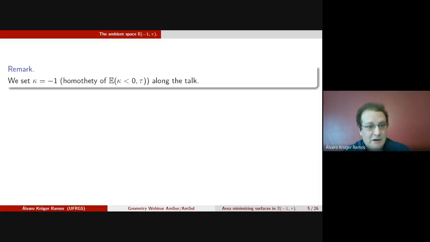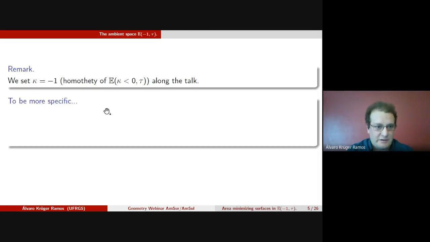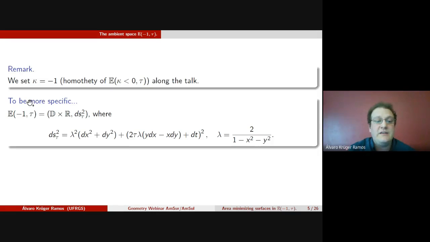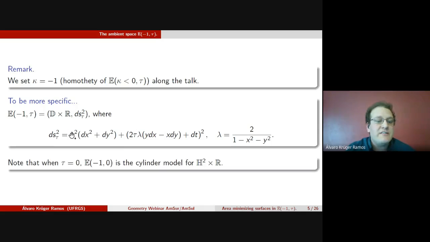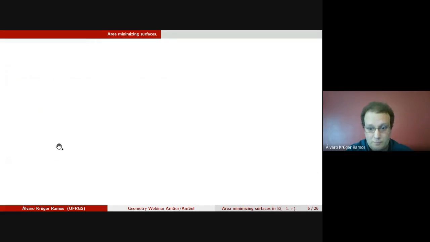And just remark, we will set kappa equals -1 because it's just a homothety, and we don't care much about it. And the specific model we work with is the cylinder model, and here is the metric. You can see that when tau is equal to 0, this term disappears, and you have only a product metric, which is exactly the metric of H2 cross R in the cylinder model. Lambda is the conformal factor for H2.